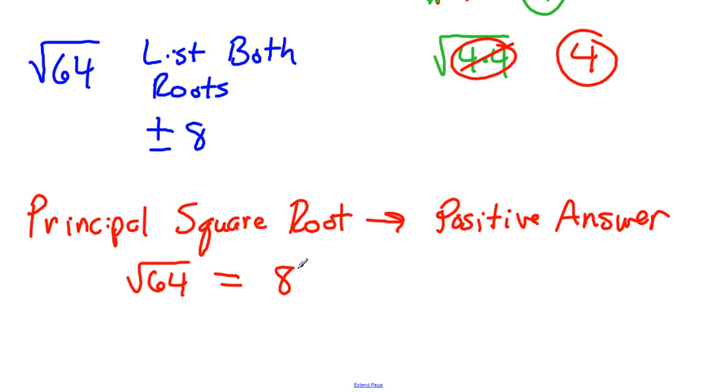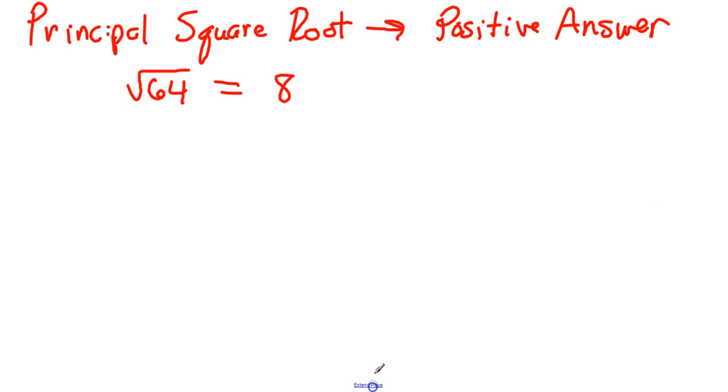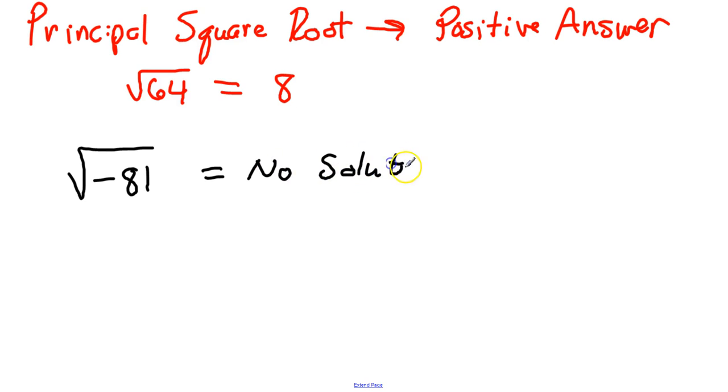Okay. Now, with these, kind of like we had earlier back in chapter 9, when we were doing absolute value, if you had the absolute value of a negative number, it was kind of a trick question. Same thing with these. If you have the square root of a negative number, say negative 81, well, if it was 81, it'd be 9 times 9, and the square root of 81 would be 9. But if it's the square root of a negative number, it's going to be no solution.